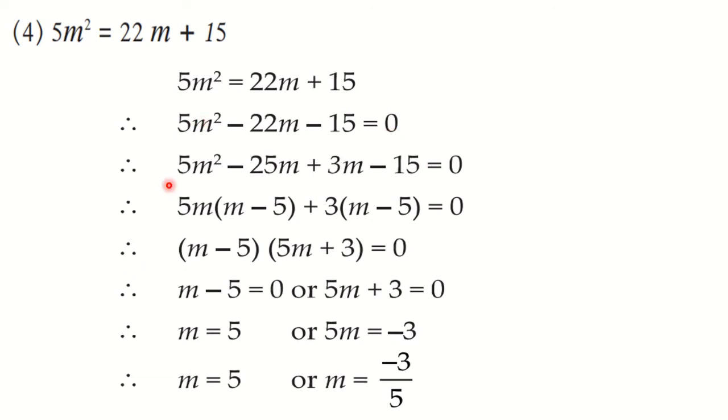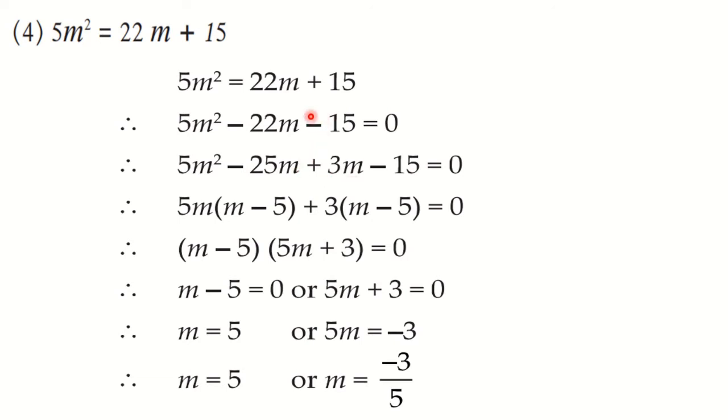Then you have to multiply the first and the last term. Minus 15 into 5. What are you going to get? Minus 75. And since the last term is negative, you will think of subtraction: two numbers whose multiplication is 75 and difference is 22. Okay, so we know the numbers 25 and 3. So this middle term is split as minus 25m plus 3m.